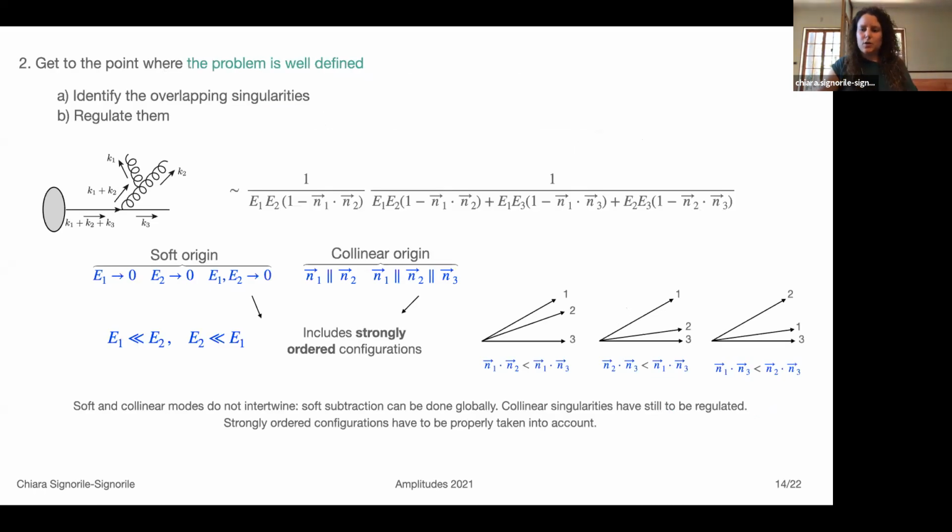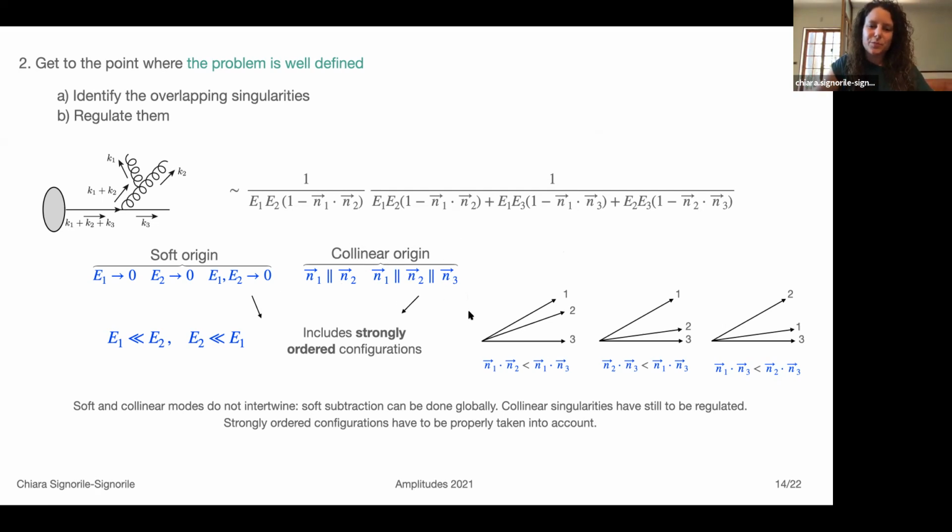Of course, this is not the solution for everything. Given this very simple diagram, if we write down the Feynman rules, we immediately realize that there are several possible singular limits, and they also overlap in the phase space. So I just want to stress, for example, the collinear sectors. The collinear singularities have several different possible configurations in which they can appear.